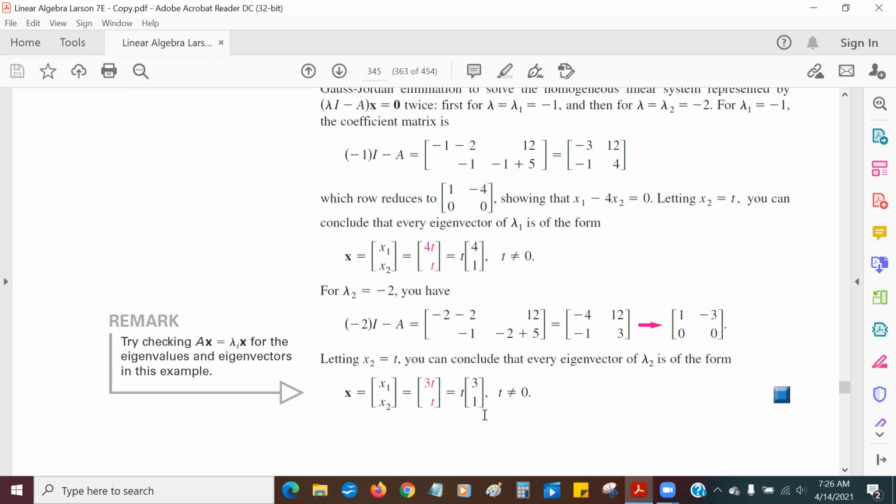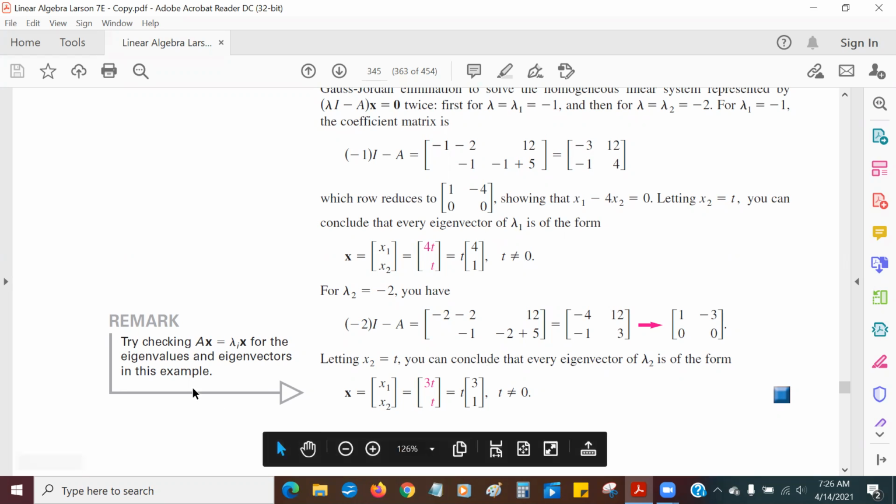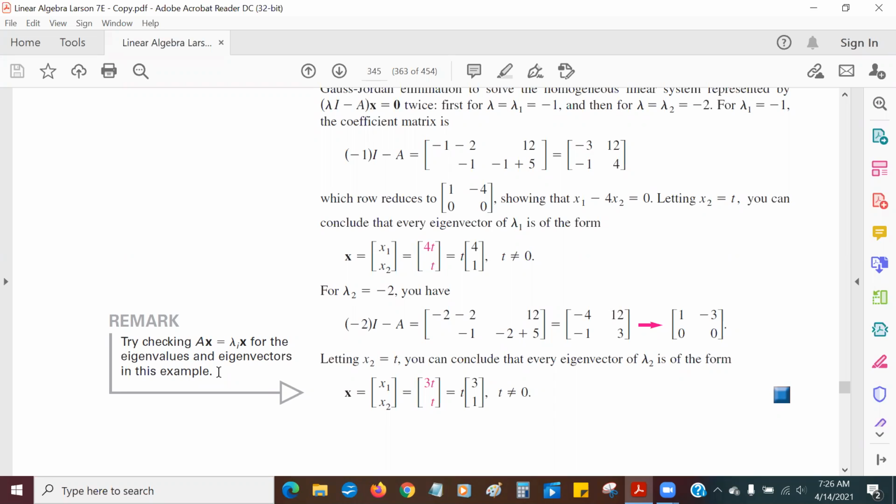We have our beautiful, wonderful, fabulous two separate eigenspaces, and that, I have to say, is spectacular. This is a nice thing here. Try checking that Ax equals lambda x for the eigenvalues and eigenvectors in this example. So I'd like you to pause the video right now and check that this all works.